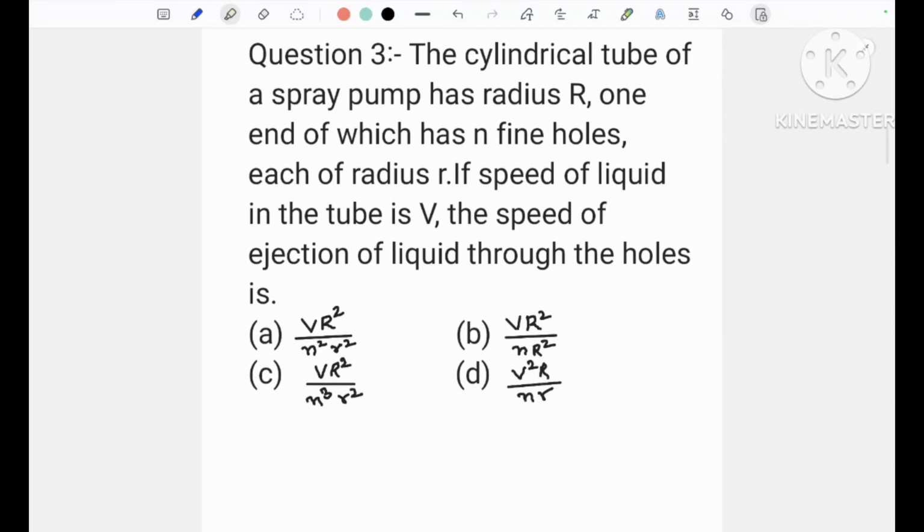Next, the cylindrical tube of a spray pump has radius R, one end of which has n fine holes, each of radius r. If speed of liquid in tube is V, the speed of ejection of liquid through the holes is.